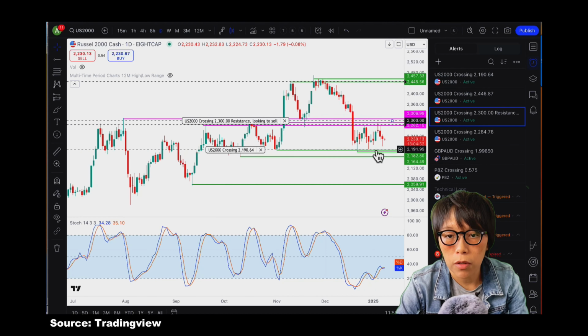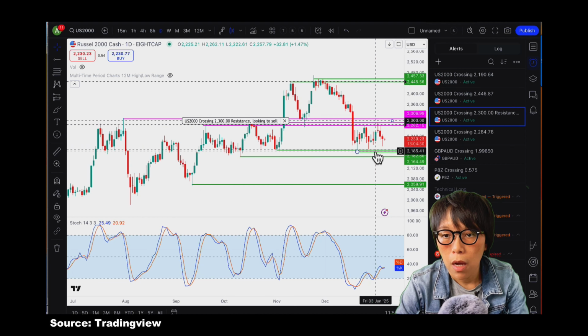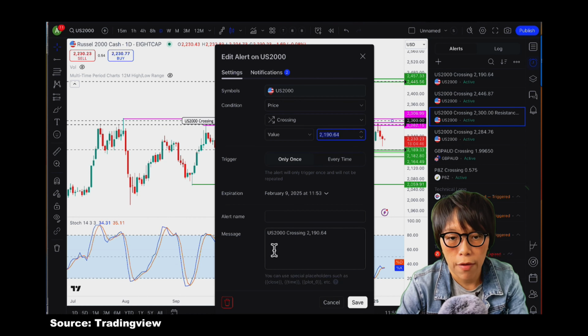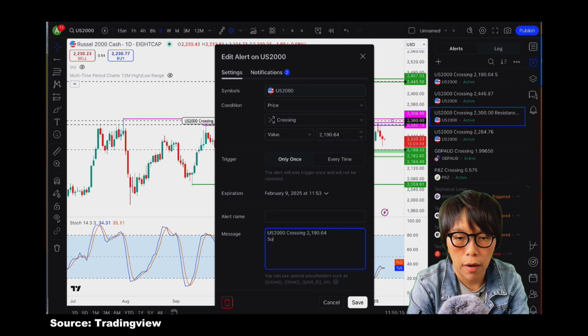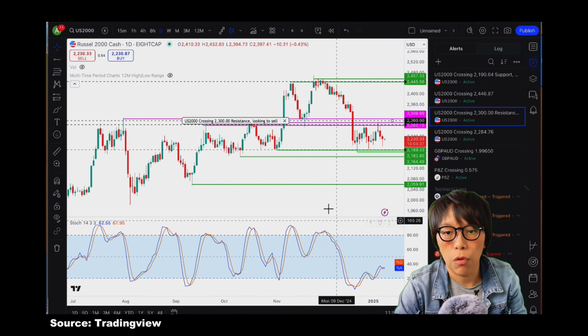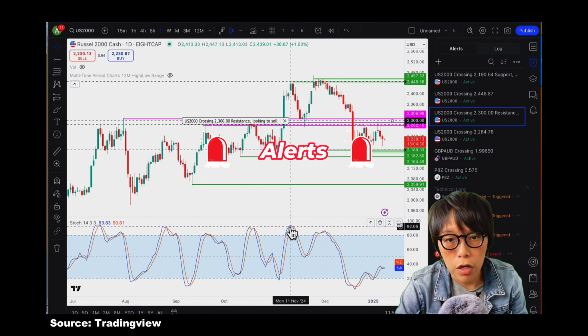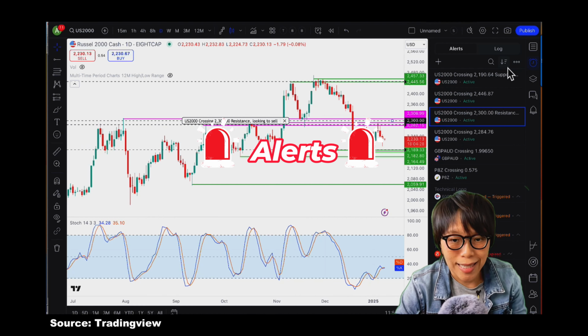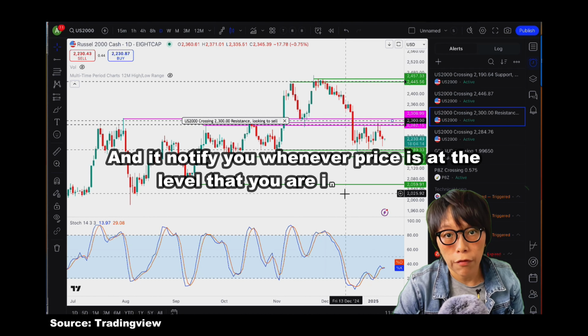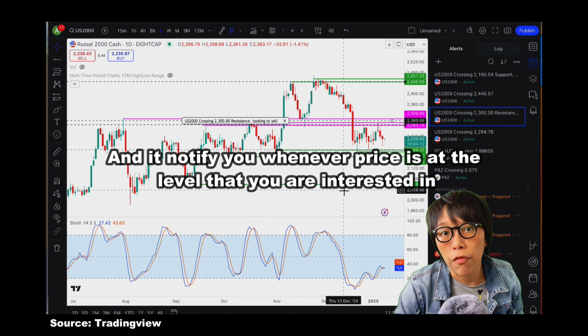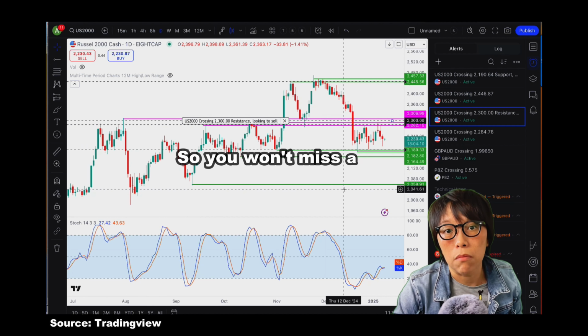Okay, same thing, you want to set the bottom alert if you want to. So I've set one at 2,190. You can just modify that to say that this is the support level, and then you are looking to buy or something like that. So it's an easy instruction for you to know what you're going to do. The stochastic combination is a very good way for you to look for setting alerts, and it notifies you whenever price is at the level that you are interested in, so you won't miss a trade.